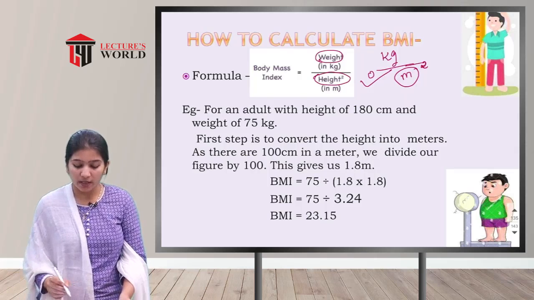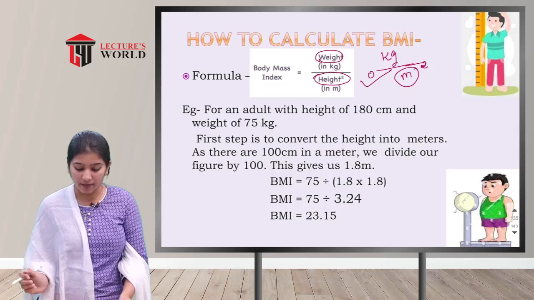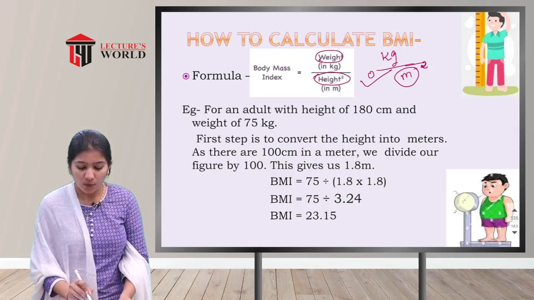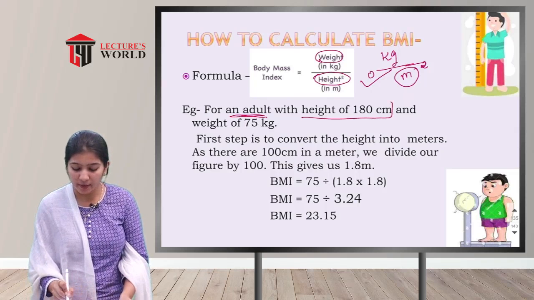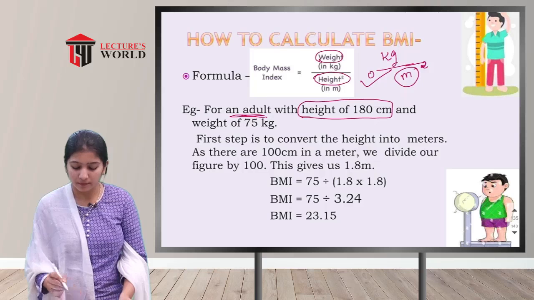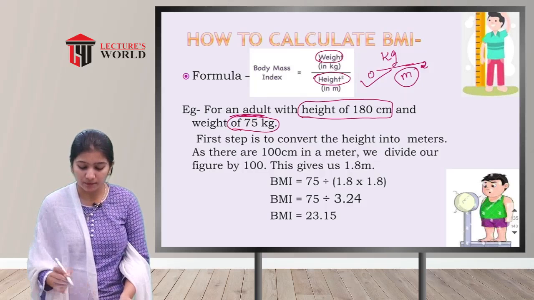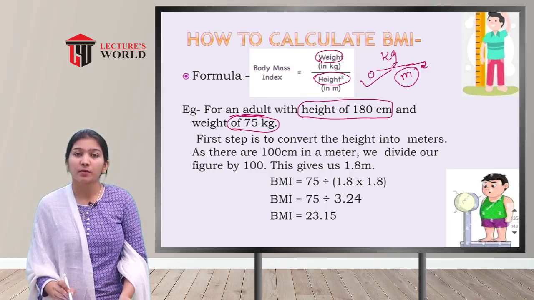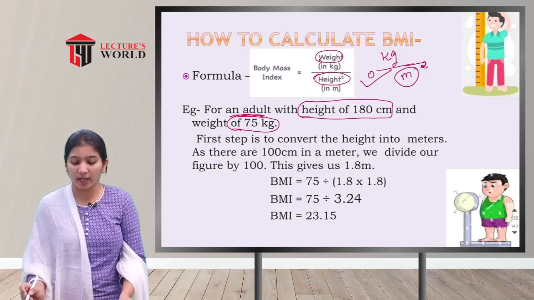Here they have given an example of how to calculate the body mass index, so we will see that example first. For an adult with a height of 180 centimeters and a weight of 75 kg. So the height is 180 centimeters and the weight of that person is 75 kg.